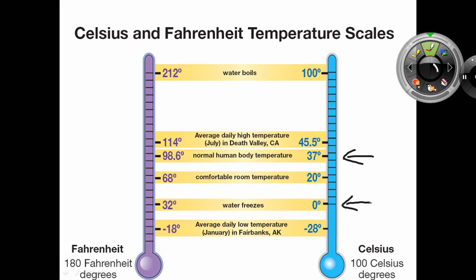Now, what you need to know is the difference between the Fahrenheit scale and the Celsius scale. There seem to be more notches, okay? There are more digits, so to speak, in the Fahrenheit scale than in the Celsius. Celsius starts at 0 where water freezes and moves up to 100.